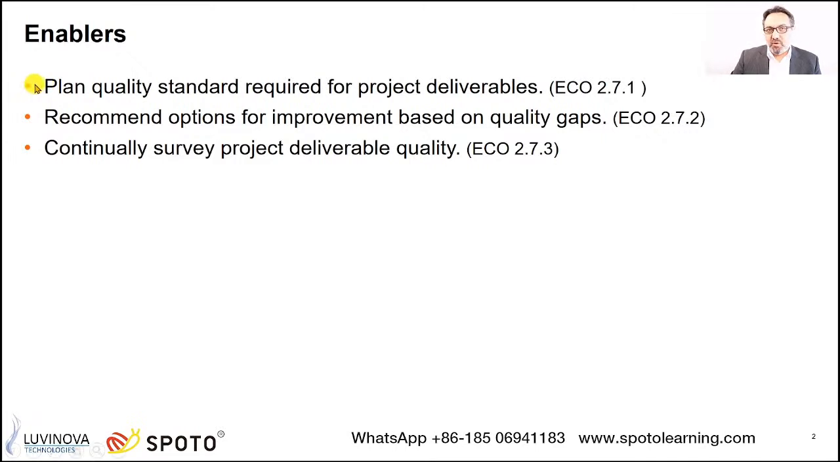So we are going to touch on planning and recommend some options for improvement. And this is the main area about quality. We always need to think how we can improve our work, how we can avoid having any defects or errors in the outputs as deliverables, services, results from our project, and continually survey project deliverables, because we need to ensure that we are on the right track and we are going to deliver the quality requirements as requested from the customer. So these are the main areas about enablers.